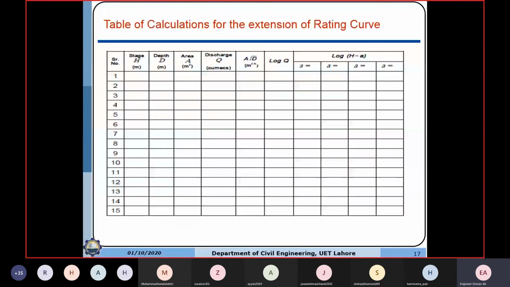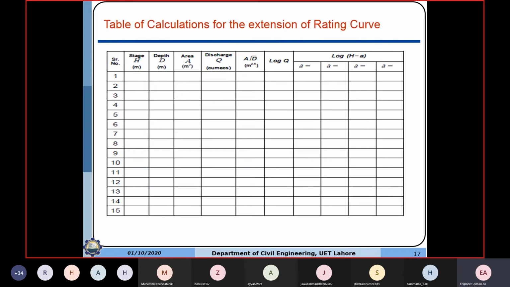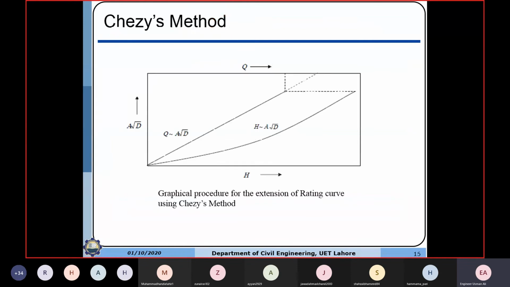इवेंचुअली आपने इसको यहाँ लिख देना है जो रिजल्ट्स हैं कि flood magnitude Q at 4.4 meter stage by logarithmic method is this much. So this is how, using logarithmic method, you will find out that flood discharge or discharge at the extended stage of 4.4 meter by extending the rating curve.